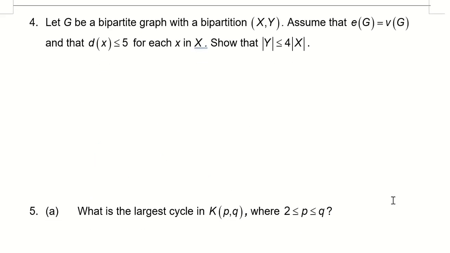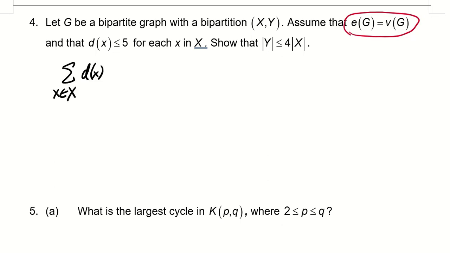Question number 4. Let G be a bipartite graph with bipartition X, Y. Assume that the size and the order of G are the same, and the degree of x is not more than 5 for each vertex x in X. We need to show that the number of vertices in Y cannot be too many and is bounded by 4 times the number of vertices in X.